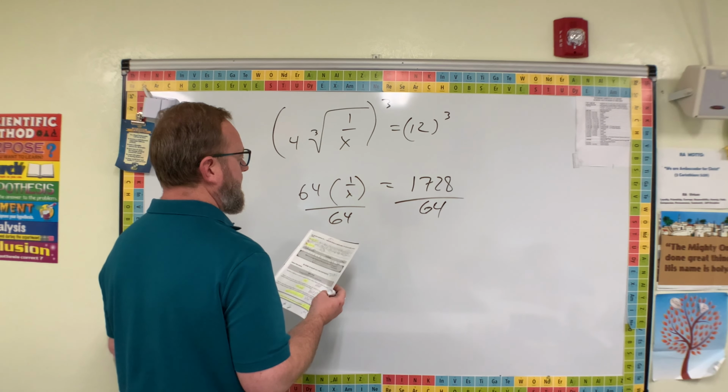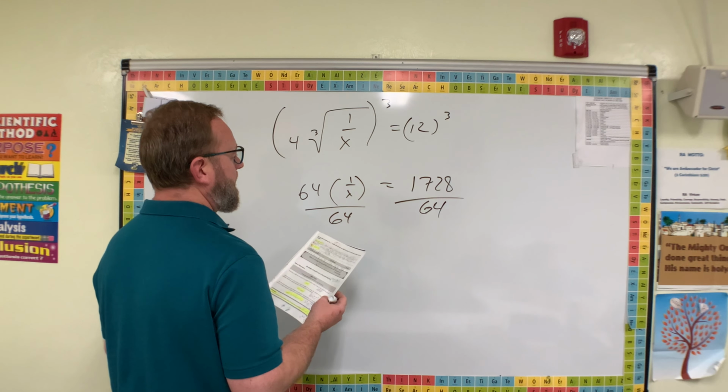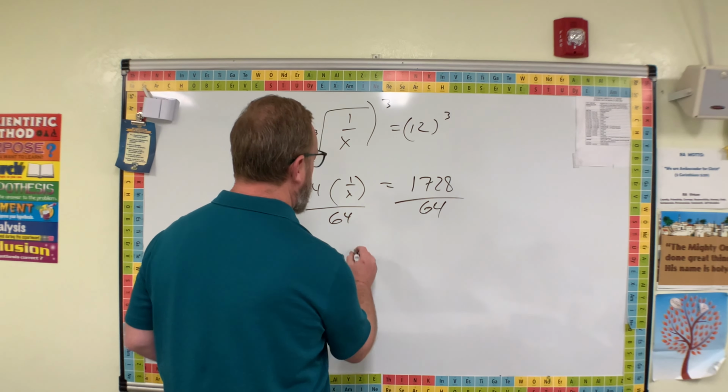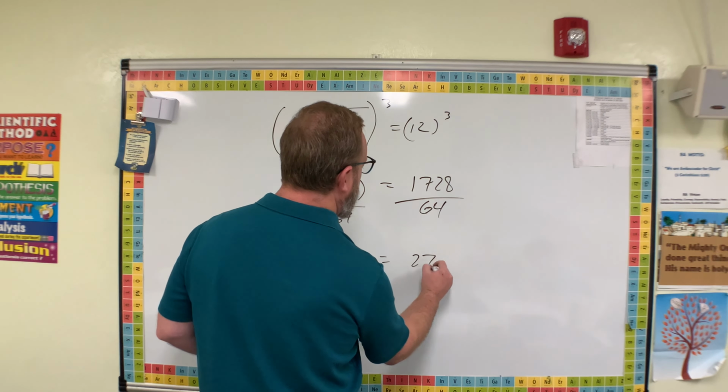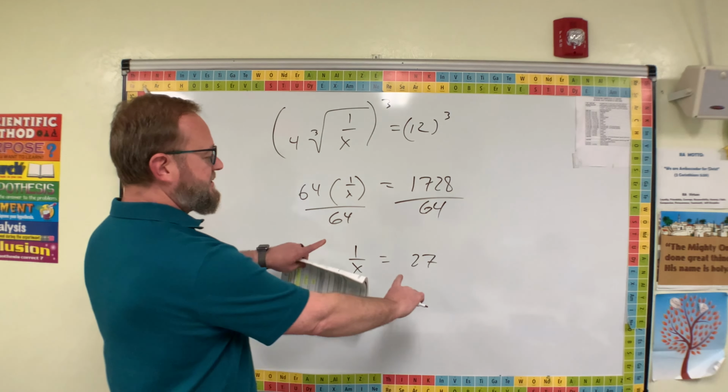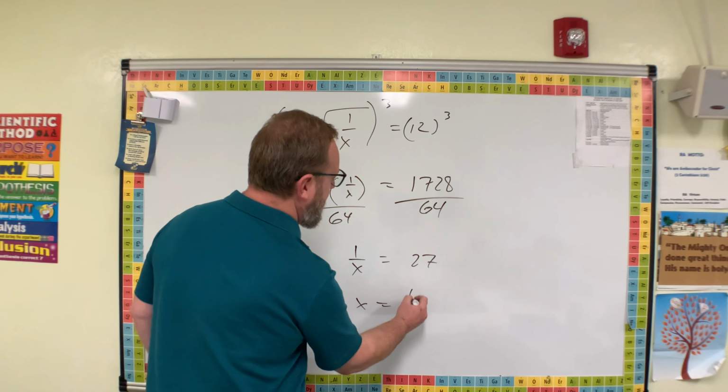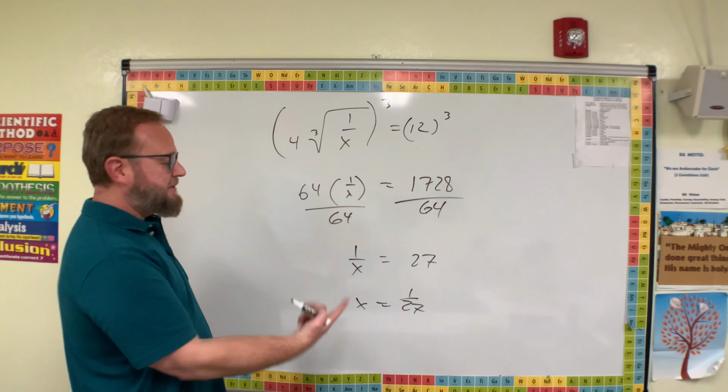It's 27. Times the 1 over x. Yeah, you can. It's 27. Whatever x equals. Oh yeah, that's 1 over 27. Then I just need to do a reciprocal. I get x equals 1 over 27. Ooh, we get it right. That's the simpler way to do that.